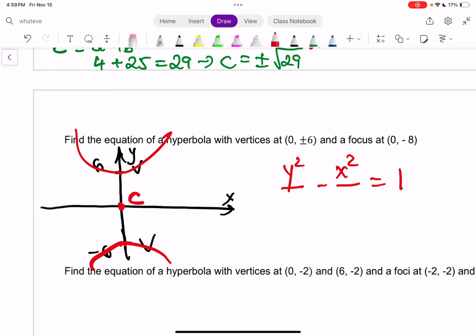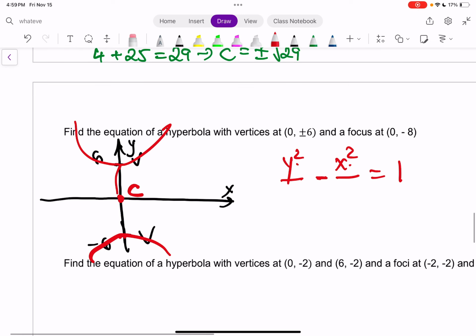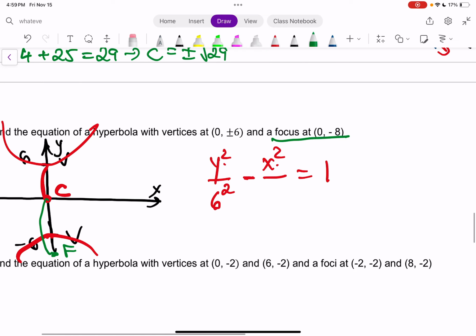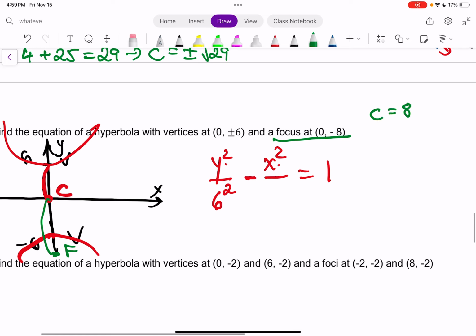So because the hyperbola opens up and down, the vertices are on the y-axis, then the y is the one that's positive. The center is at 0, 0, so I'm not subtracting anything from x or y. And I already know this a value is going to be 6, so that's what goes under y. Okay. We know that there is a focus at 0, -8. So therefore, we know that the C value is 8, the A value is 6.